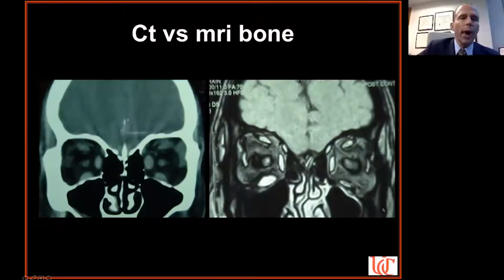CT versus MRI in bone. As we said, here's the CAT scan. It's obvious. You see the nice thick bone, normal looking bone, the very thin lamina papyracea, right? That's why they call it that. It's thin as paper, so it's hard to see on a CT. But here's the normal bone on an MRI. It's invisible. It's black. So that's why I said, if you want to look at bony detail, you get a CT.